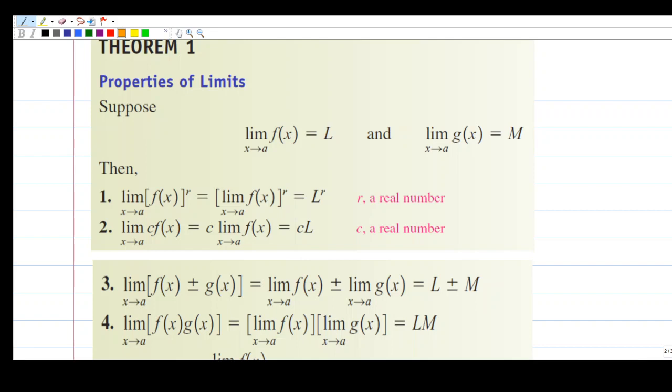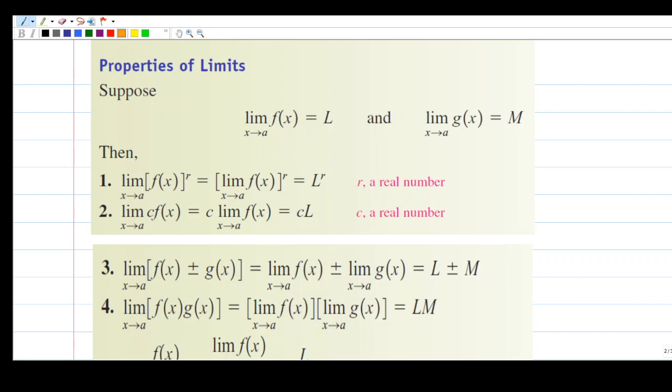In this case, c a real number. Property 3: the limit as x approaches a of the sum or the difference of two functions f of x and g of x respectively is equal to the limit as x approaches a of the first function f of x plus or minus the limit of the second function g of x as x approaches a, which is equal to the sum or the difference of L and M respectively. That's from above.